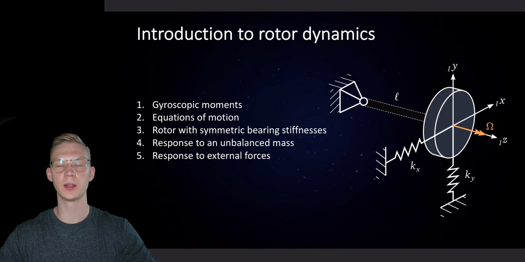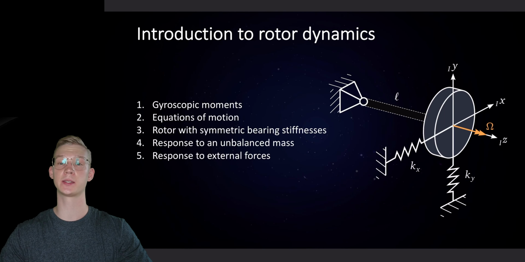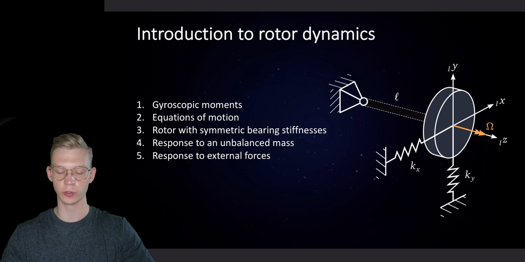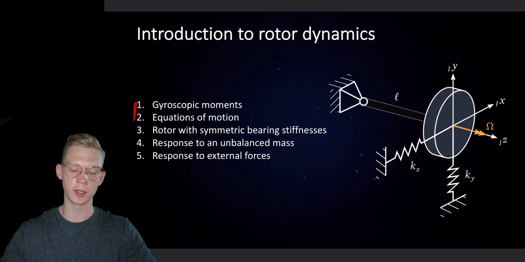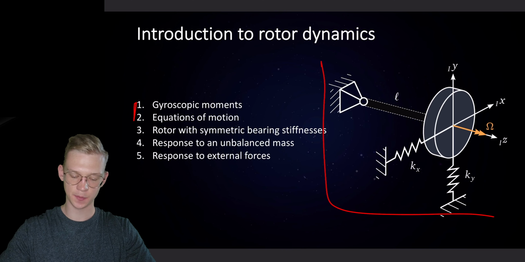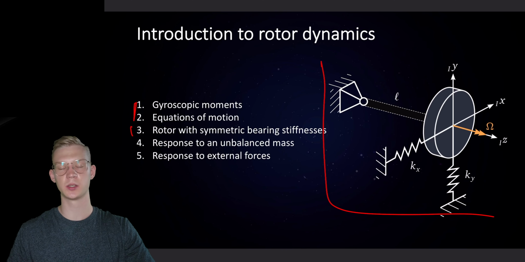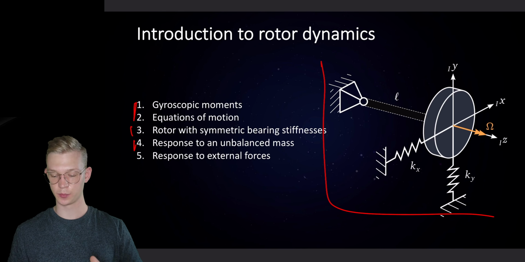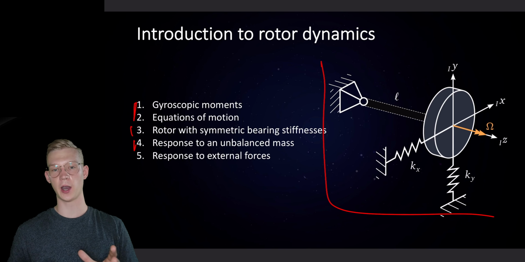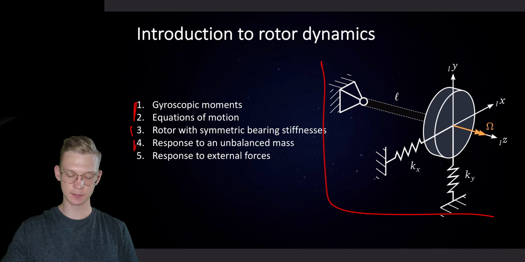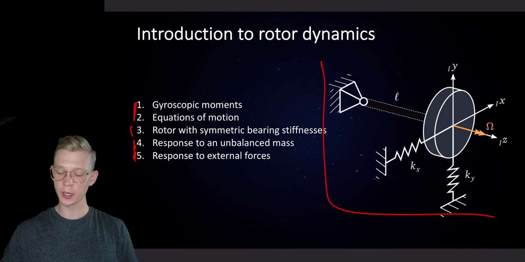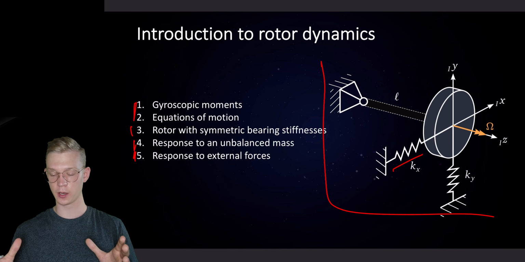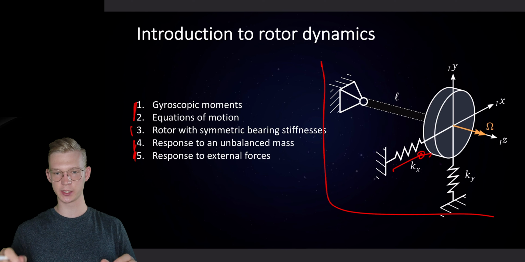Ladies and gentlemen, welcome to the last video in the topic of engineering dynamics, and specifically about the introduction to rotor dynamics. In the last videos, we got the equations of motion for a system like this. Then we talked about a rotor with symmetric bearing stiffness, about the eigenfrequencies. Then we got the amplitude response, or better to say the frequency response function, of our system with an unbalanced mass. And now we're interested in what happens if we don't have an unbalanced mass, but we're exciting our system periodically. What will our system do?